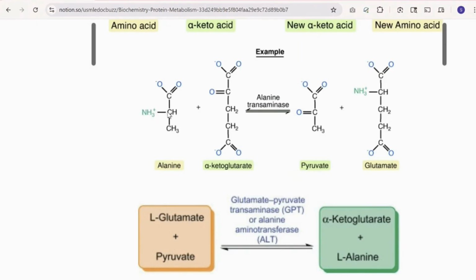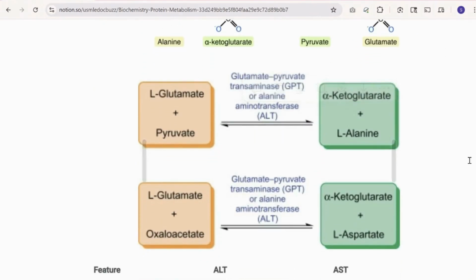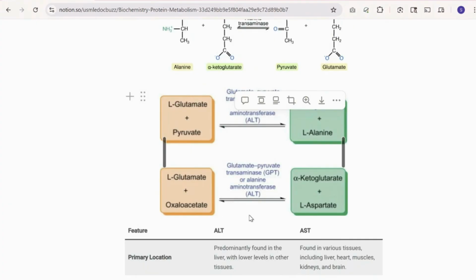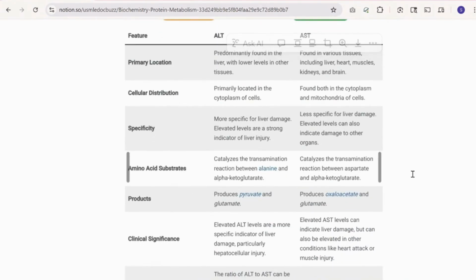Transamination means you take an amine group from one substrate into another one. Okay, now ALT is just that glutamate pyruvate exchange. Okay, now when it comes to AST, and this is mislabeled, but AST is oxaloacetate instead of that alpha ketoglutarate, right? So it uses glutamate and oxaloacetate. Okay. Now let's just differentiate them quickly so we understand exactly what's going on.